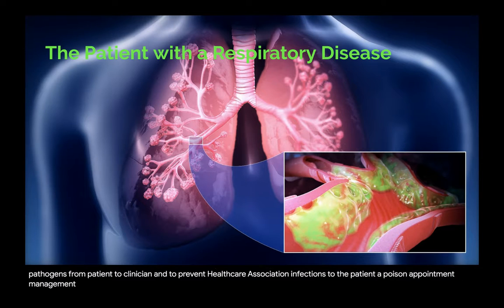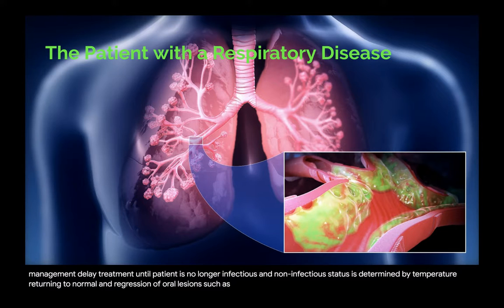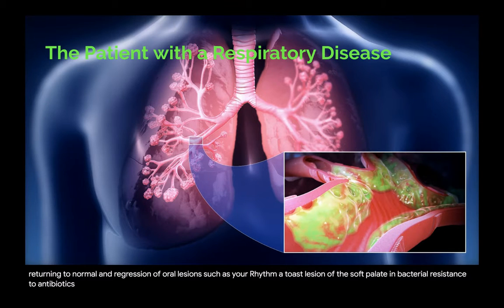Appointment management. Delay treatment until patient is no longer infectious. Non-infectious status is determined by temperature returning to normal and regression of oral lesions such as erythematous lesion of the soft palate and erythema multiforme. Bacterial resistance to antibiotics. Bacteria may become resistant to antibiotics within 14 days.